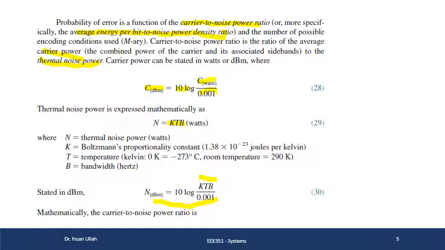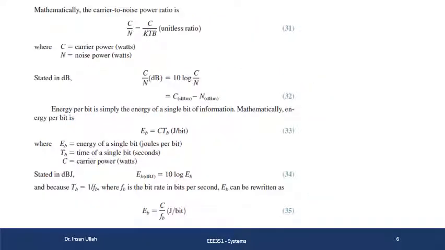So now we are interested in carrier to noise power ratio. What is this carrier to noise power ratio? Mathematically, if you take the carrier and noise power in watts, then it is equal to this thing, C over N, and it is going to be unitless because carrier power is also measured in watts, and the noise power is also measured in watts.